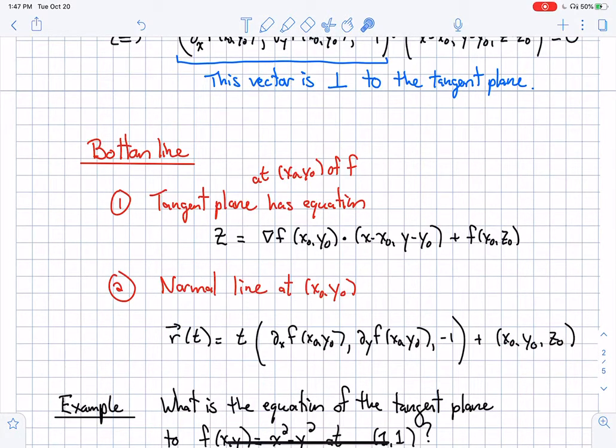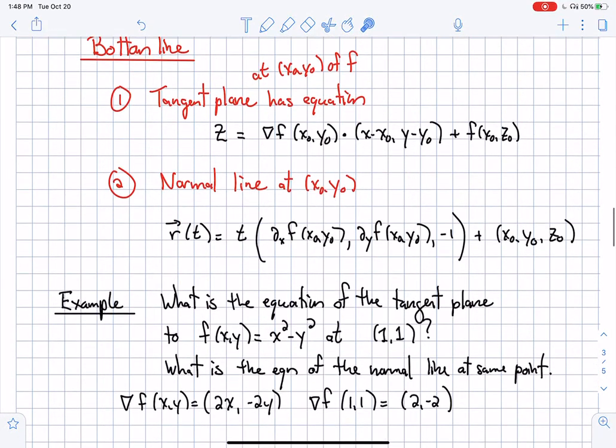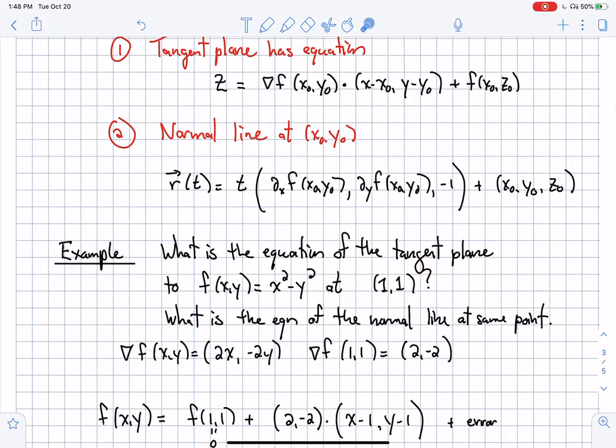Okay? Let's do a quick example. I have a hyperbolic paraboloid, x squared minus y squared. I want the equation of the tangent plane at 1, 1. And also I want the equation of the normal line at the same point. All right. So how can I do this? Well, first thing to do is always to find the gradient. At a point x, y it is just 2x, minus 2y. If I evaluate it at the point 1, 1, this is just 2, minus 2.